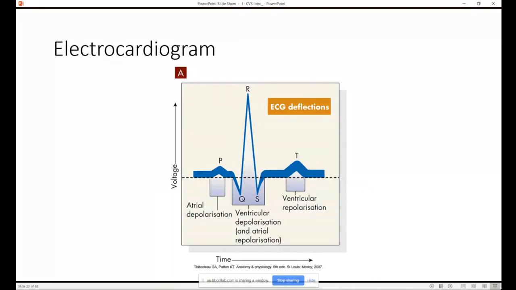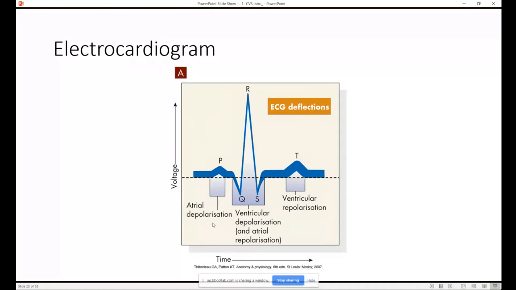What is P wave? P wave is generated when there is atrial depolarization, which means when both atria are depolarized. Okay, there is action potential traveling in the atria, then we see the P wave. Okay. QRS complex is ventricular depolarization. When all ventricles are having spread of the action potential. Okay. T wave is ventricular repolarization.